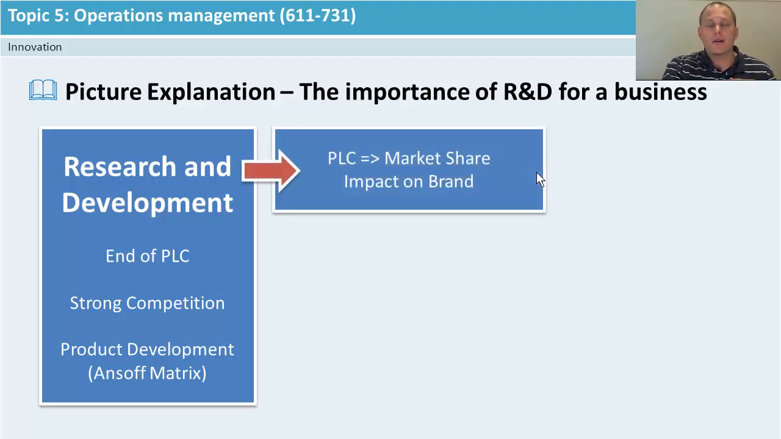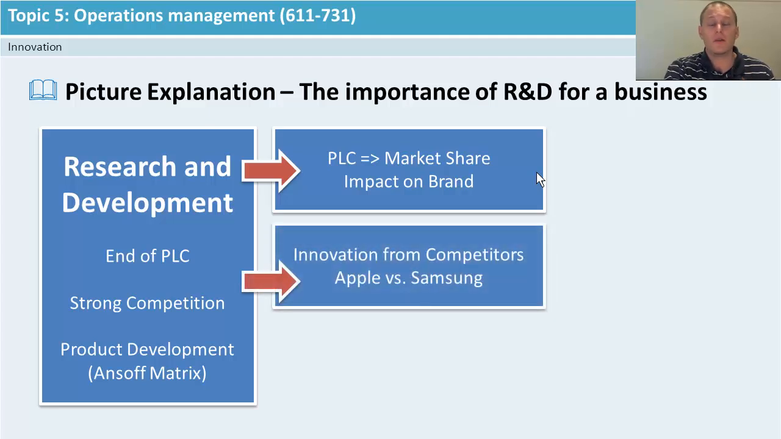So if you don't get your PLC right, your market share is going to go down. If you don't do your R&D, it's going to impact on the brand. Brands that haven't had a lot of R&D attached to them often find it harder to differentiate and get the customer to repurchase because the competition's already taken the ideas and you're no longer differentiated as much as you used to be. Particularly with innovation from competitors. If Apple's not doing its R&D, Samsung certainly is. And if Samsung's not doing it, Apple certainly is doing their R&D.